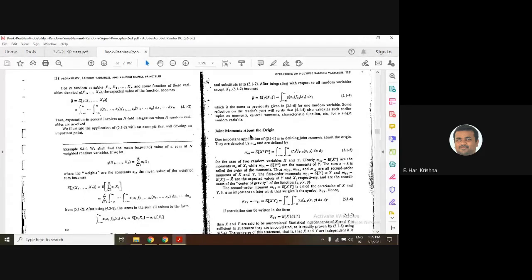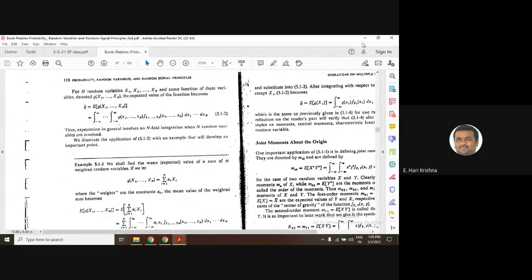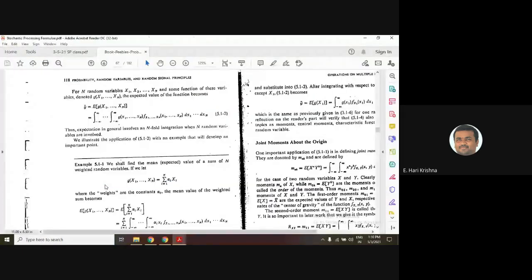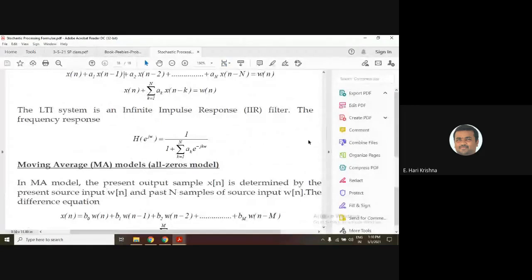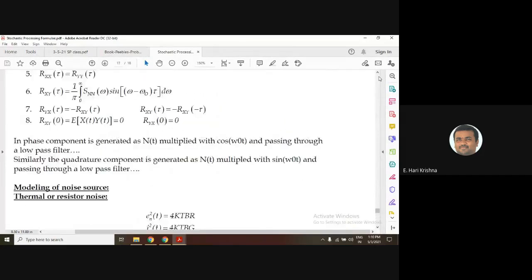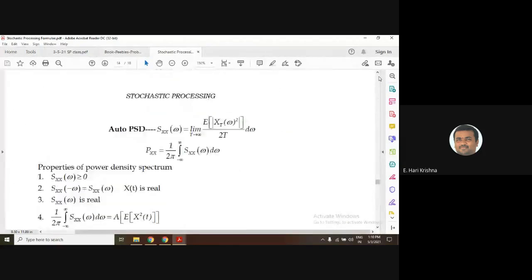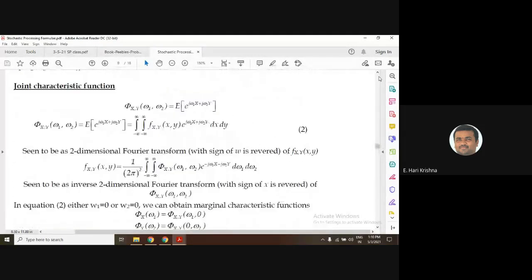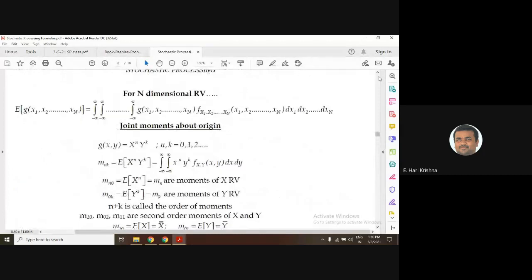So joint moments about origin is the next interesting one. Instead of showing this, I will directly show the formulae, that's better. I think the stochastic processing formulae. So you'll directly go to that chapter where it initiates the operations on multiple random variables.